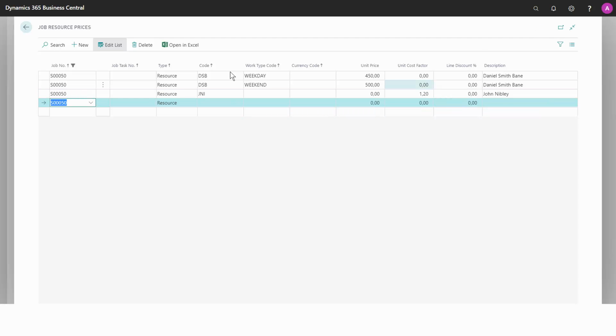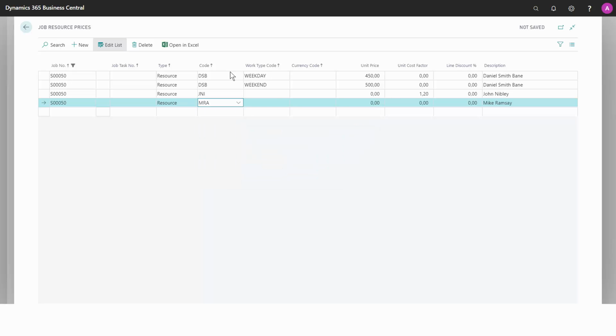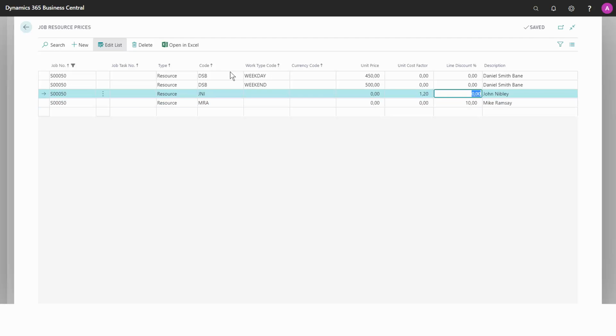We can also set up a line discount. For example, if Mike is working, and we want to give a 10% discount on Mike's hours. Maybe he's a new employee and the customer asked if they could get a discount if they agreed that he's working on this project. This line discount will also be shown on the sales invoice in the line discount column. And there, now we've set up different resource prices.